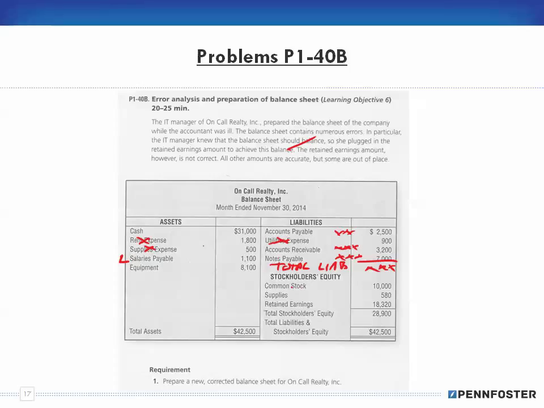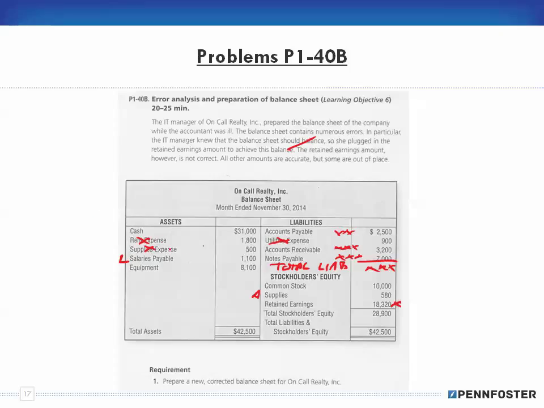Okay, under stockholders' equity, common stock is fine. Supplies is an asset, doesn't belong in this equity section. Retained earnings is fine, except that's wrong. Okay. It was just plugged in. All right, that number was plugged in, so we know that amount is not correct. Our total stockholders' equity, that description is fine, and then the total liabilities and stockholders' equity, that's fine. So really, there's not much to this as far as formatting is concerned.